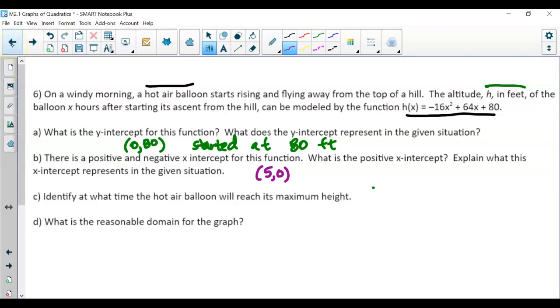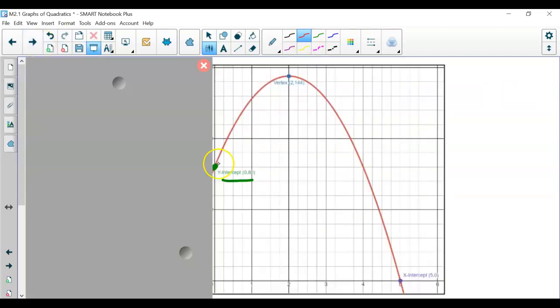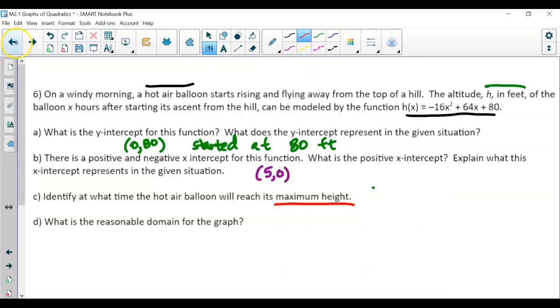Now identify what time the hot air balloon will reach its maximum height. So here we go, maximum height. So what are we looking for? The vertex. So looking at the vertex, what is the maximum height? Right here, 144 feet. So the vertex is at 144. So what time, though, did the hot air balloon reach it? So it reached 144 feet in 2 seconds. So it took 2 seconds to reach the maximum height.